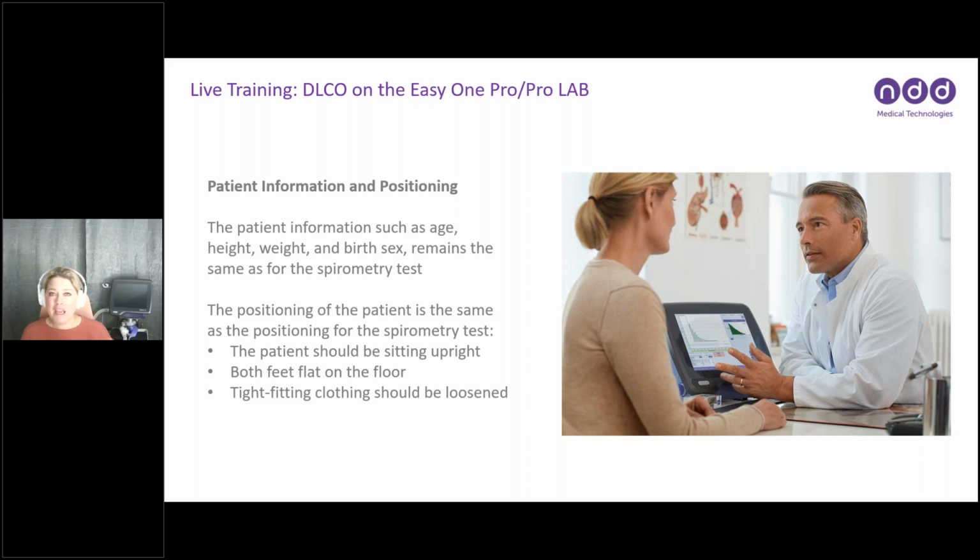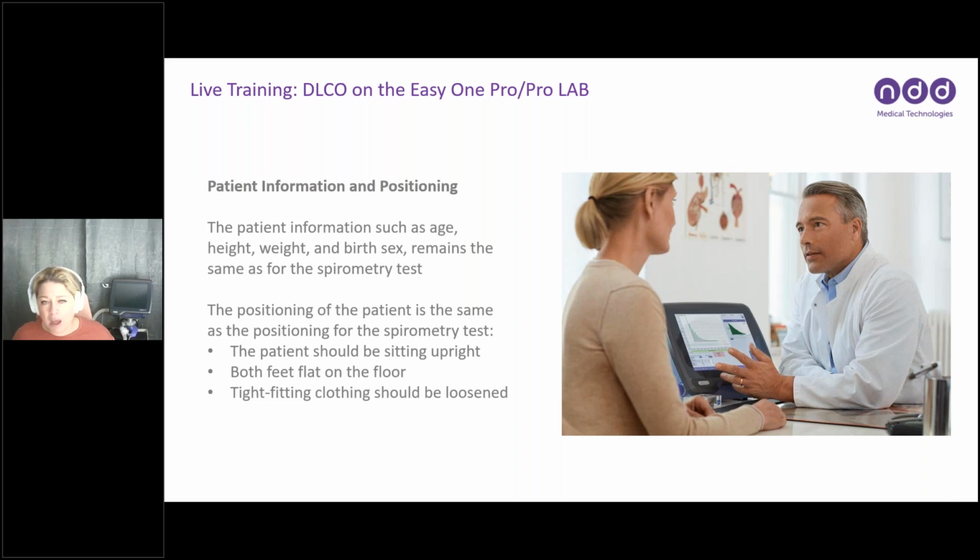So our patient information across the board for our lung tests is the same. We need the patient's age, height, weight, sex at birth, and ethnicity, depending on the predicted value set that you have selected. All of that information is going to be the same. We don't need additional patient information to perform DLCO versus spirometry. Patient positioning and all of the rules that we discuss with spirometry are the same for this test also.